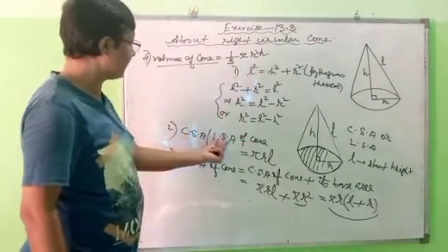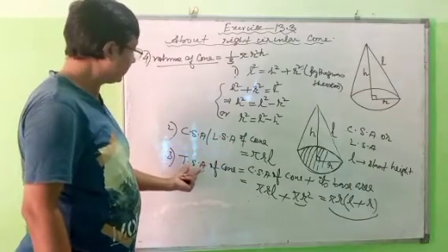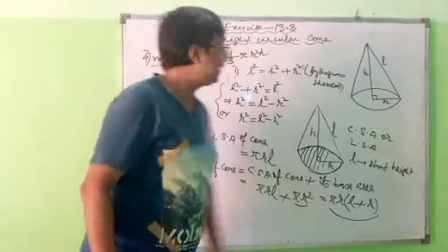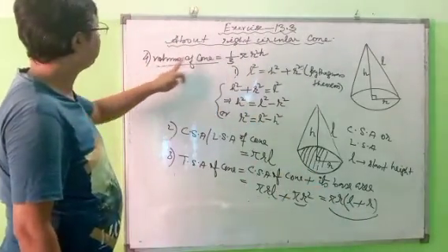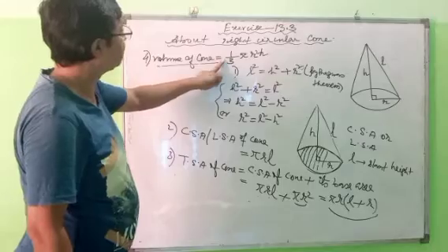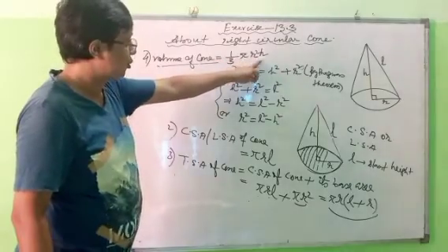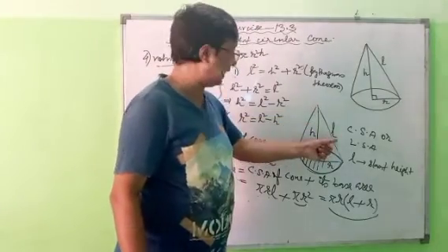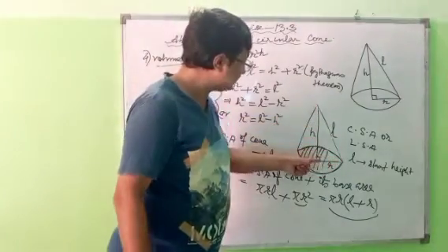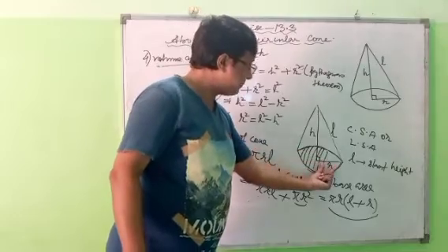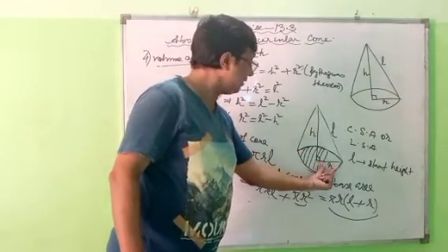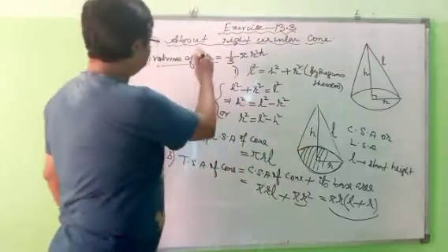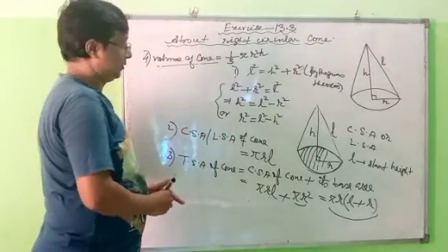There is the curved surface area. Then the total surface area, which is given by pi r into (L plus r). And lastly you have the volume of the cone, given by 1 by 3 pi r square h. Here you have the special term, the slant height, denoted by L, and the normal terms, the base radius denoted by small r and the height denoted by small h. So these are the total formulas for the cone.